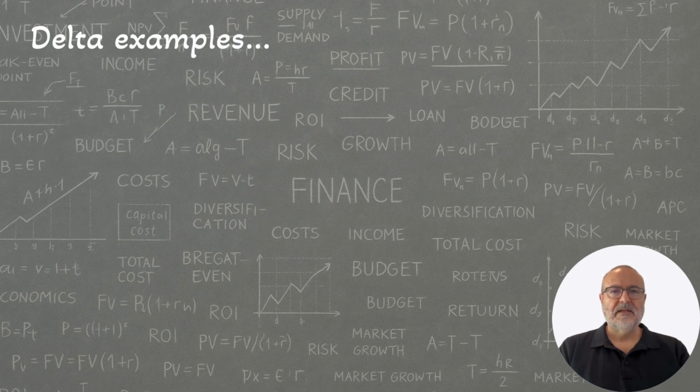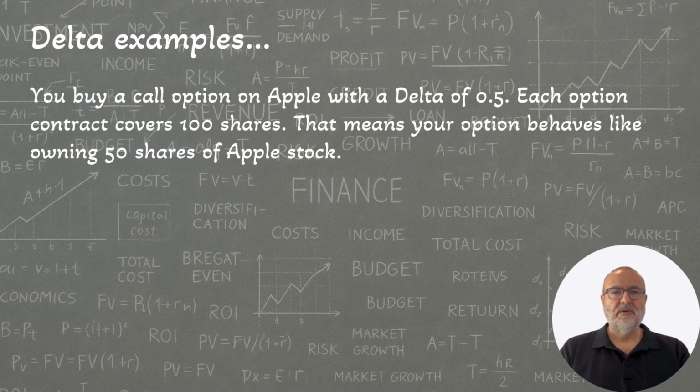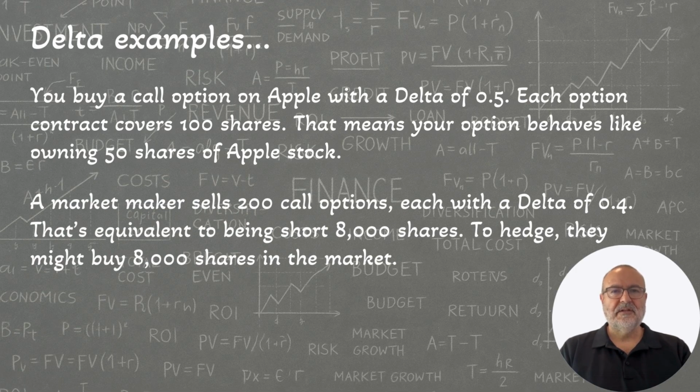Let's talk about some examples. First, you buy a call option on Apple with a delta of 0.5. Each option contract covers 100 shares. That means your option behaves like owning 50 shares of Apple stock. Another example, a market maker sells 200 call options, each with a delta of 0.4. That's equivalent to being short 8,000 shares. To hedge, they might buy 8,000 shares in the market.